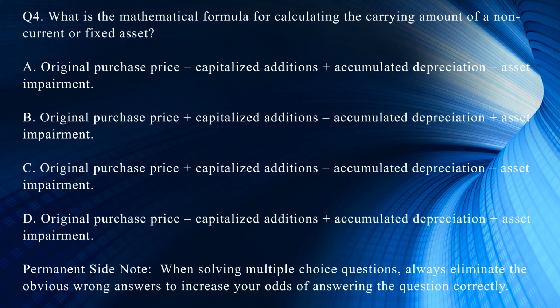So moving along to question number 4, what is the mathematical formula for calculating the carrying amount of a non-current or fixed asset? Now remember in our video lesson that we discussed that the carrying amount is always equivalent to the original purchase price plus capitalized additions minus accumulated depreciation minus asset impairment. So we know that the answer to question number 4 would be C. The original purchase price plus the capitalized additions minus the accumulated depreciation minus the asset impairment.